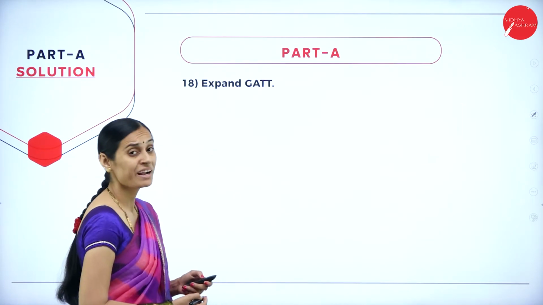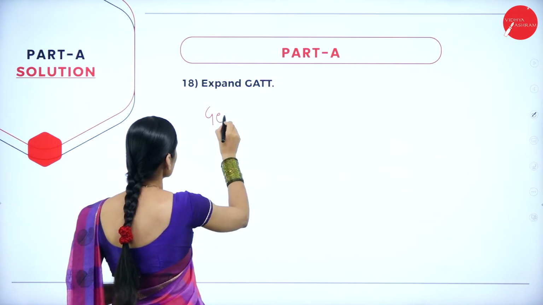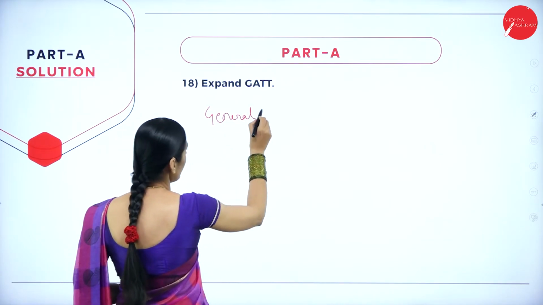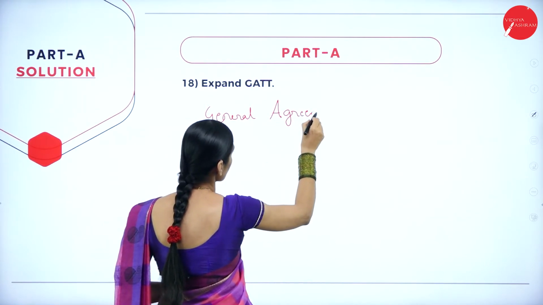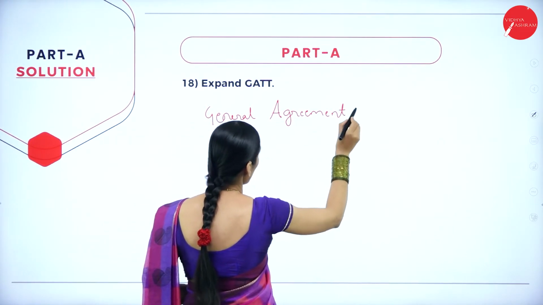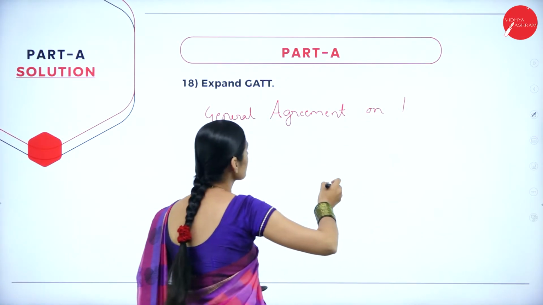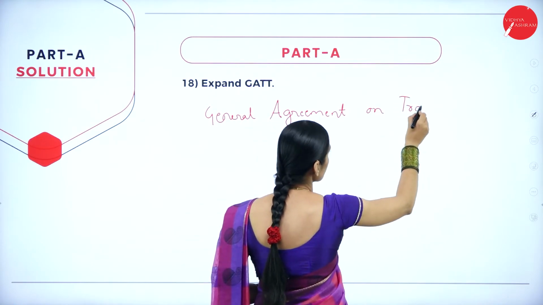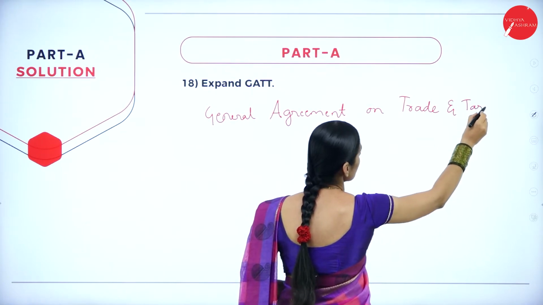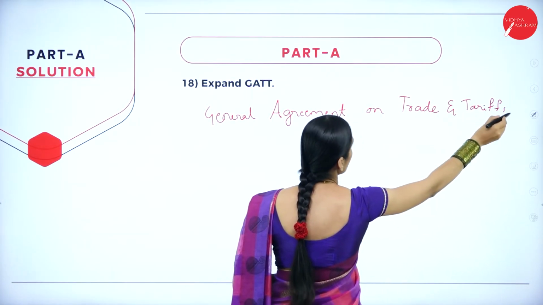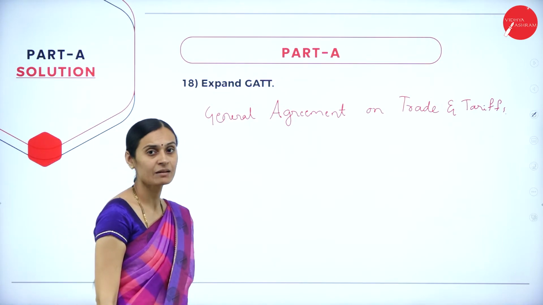Expand GATT. G stands for General, A stands for Agreement, on Trade and Tariffs. Yes, GATT, General Agreement on Trade and Tariffs.